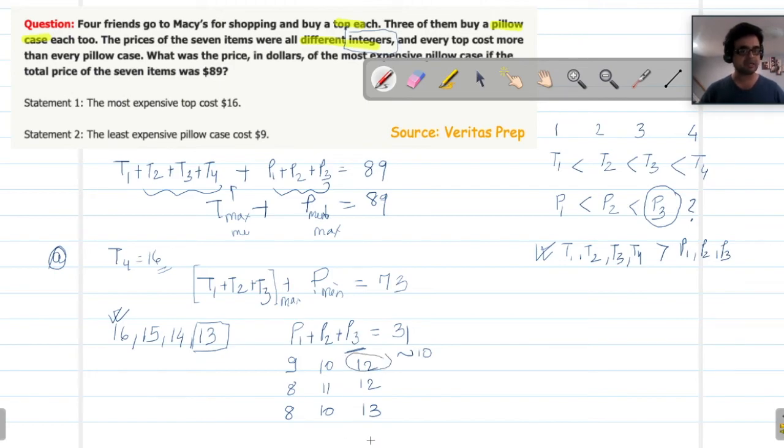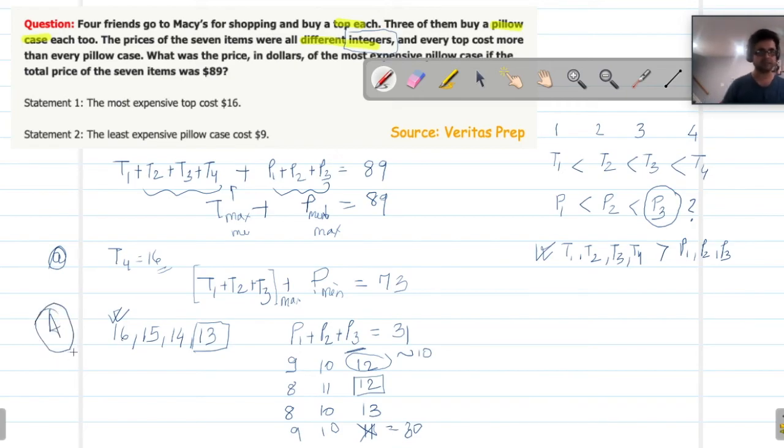Can P3 be 11 though? So let's take 11, 10 and 9 for example, but then the sum is only 30. Sum cannot be 31. So 11 cannot be the value, which means we are stuck with only one value of P3, which is 12. That is also the maximum value of P3 and also the minimum value of P3, because you can't go below that. This is it. So hence you get a unique value of P3. So statement A is sufficient.